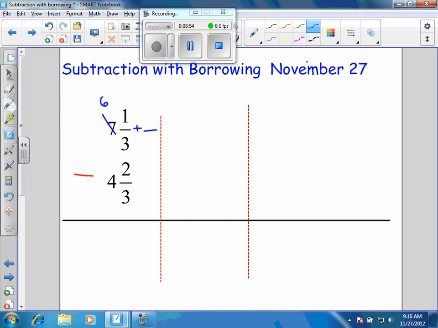3 what? 3 thirds. So this is a whole right here, 3 thirds, right? So 6 plus 3 thirds, that's still 7.